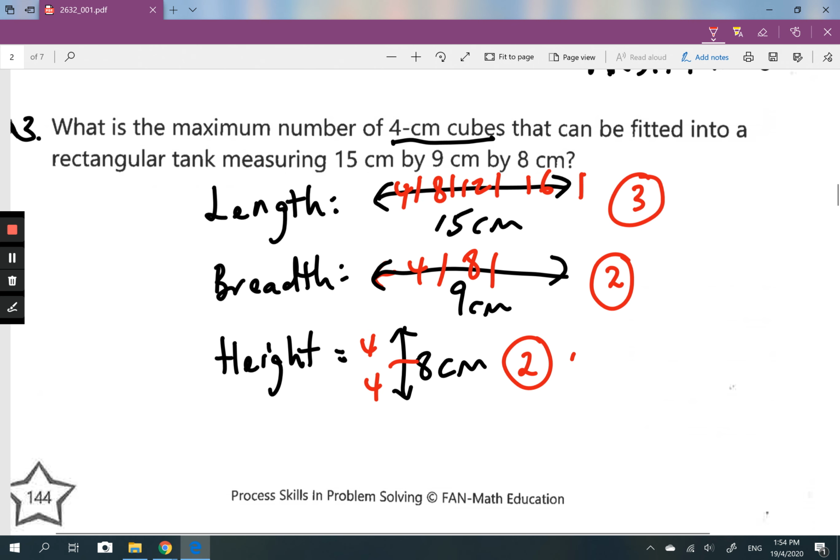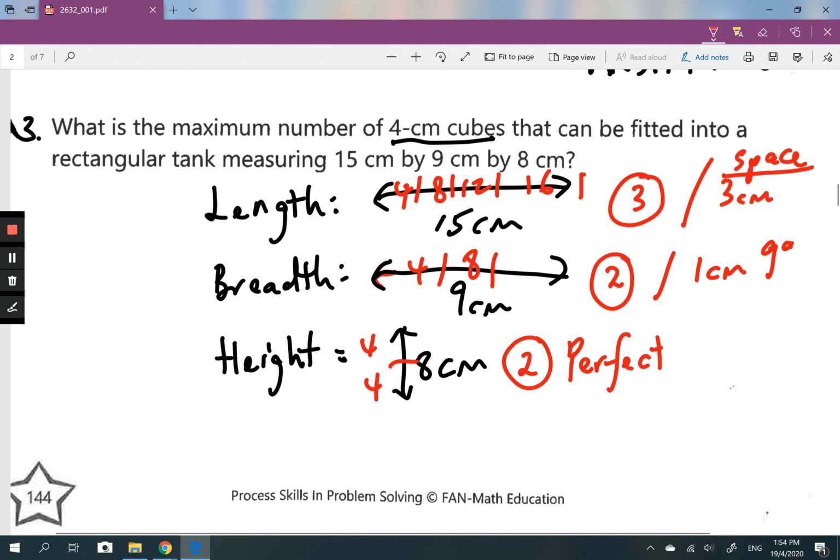So this is a perfect fit for the height. But it's not a perfect fit for the breadth and the length, so it gives some space. What's the space that is unused? Along the length it's 3 cm, a gap of space. How about along the breadth? 9 minus 8, 1 cm. So there's a 1 cm space or 1 cm gap.